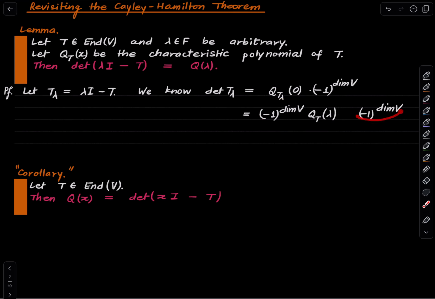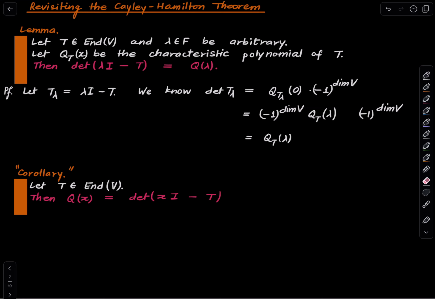And also these two things together become a 1, so all you get is q lambda, qt lambda. So it's a nice equation. The determinant of this guy is the evaluation of the characteristic polynomial at lambda. And here is a corollary, but it's not truly a corollary of the previous thing. For any endomorphism, the characteristic polynomial of the endomorphism is the determinant of this guy.